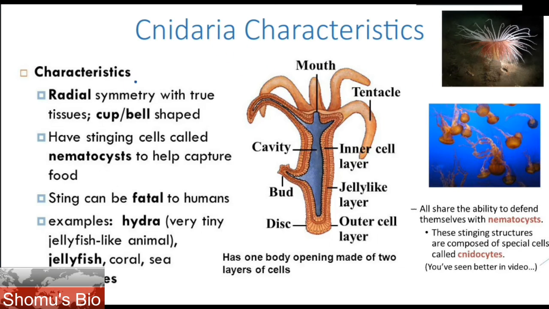Cnidaria. Characteristics for Cnidaria: radial symmetry with true tissues. Now Cnidaria is a little advanced from Porifera, because for Cnidaria the cellular organization is converted to tissue. Okay, so they have formed the tissue layers. That's why if you look at the structure, example Hydra, example jellyfish.